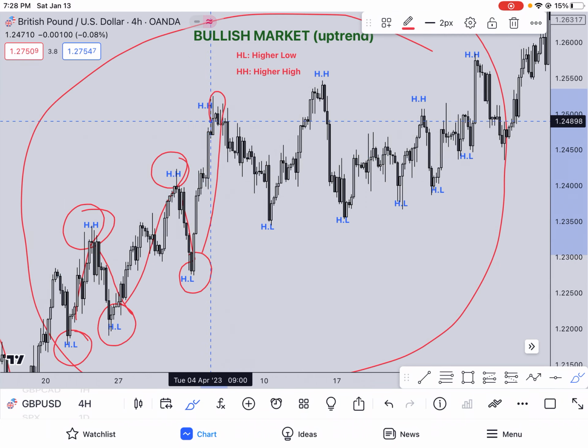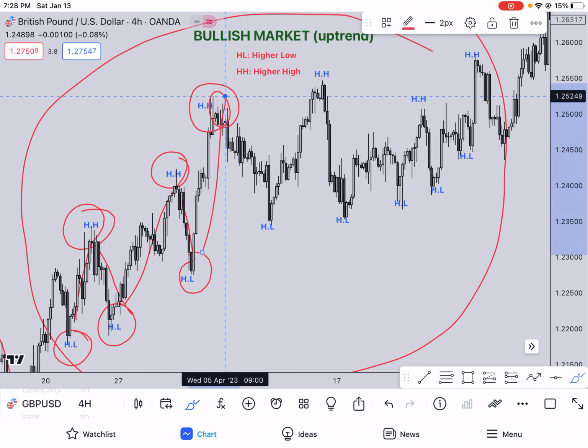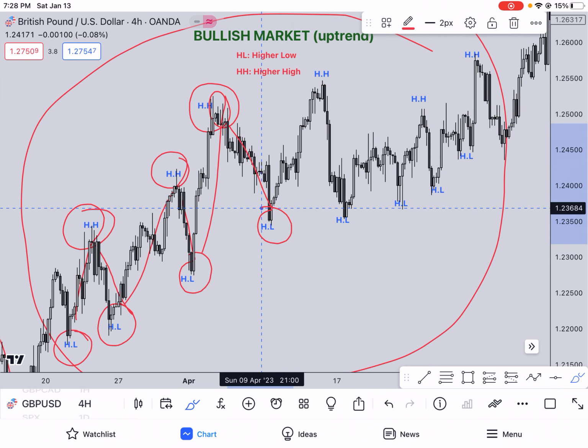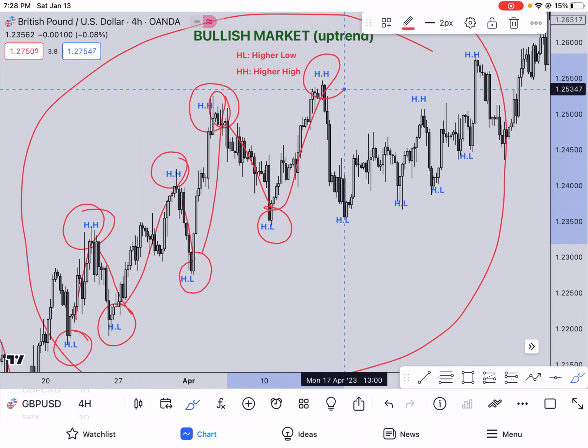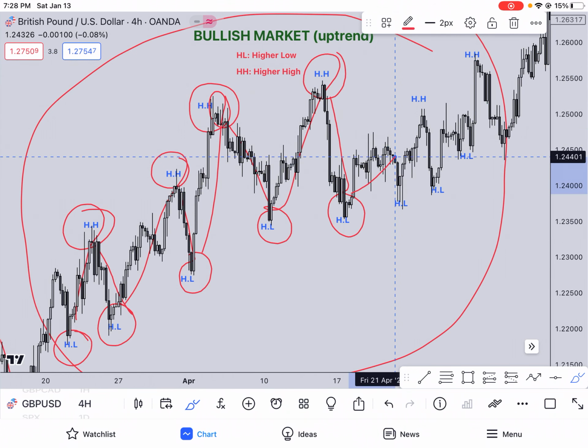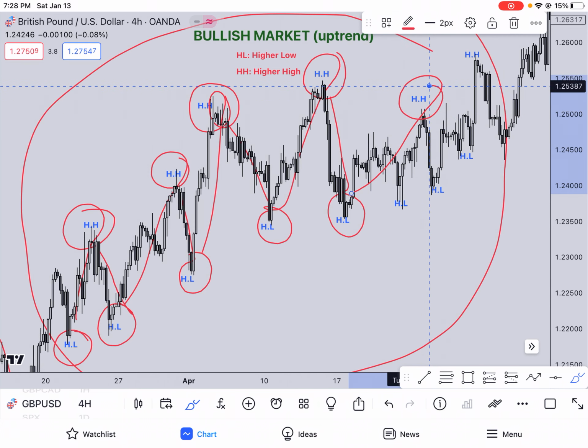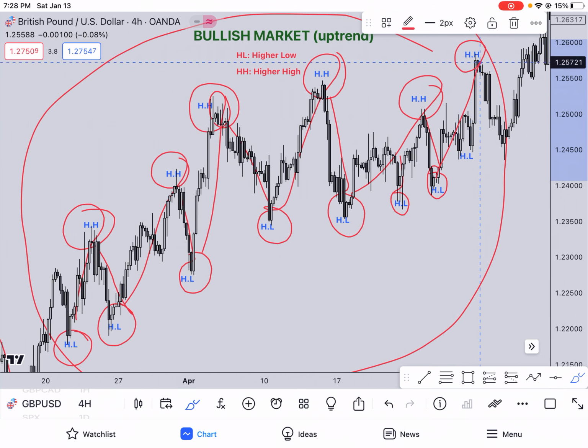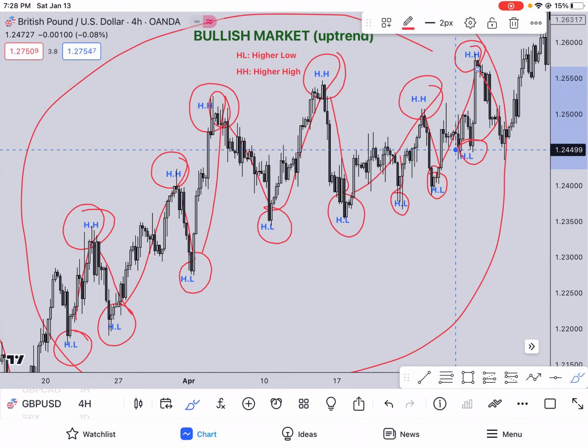Went back up and formed a higher high here. Came back down and formed a higher low here. Then went up and formed a higher high here. The market came back down and formed a higher low. Then the market goes and forms a higher high here. You see another higher low, another higher high, another higher low. That is how the market moves.